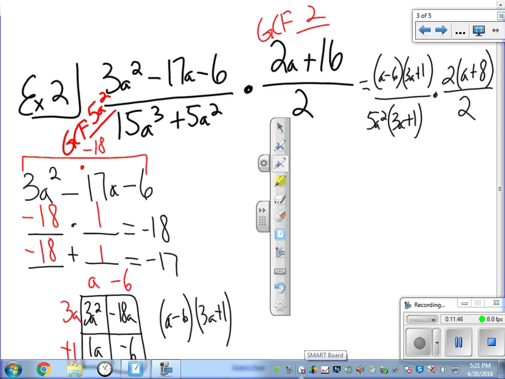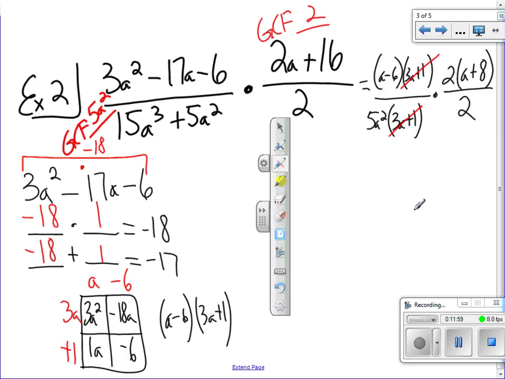So what things are going to go bye-bye? What things can we cancel out? What are you thinking? Well, 3a plus 1, right? I'm sure you were thinking that. Does anything else cancel? Very intriguing.